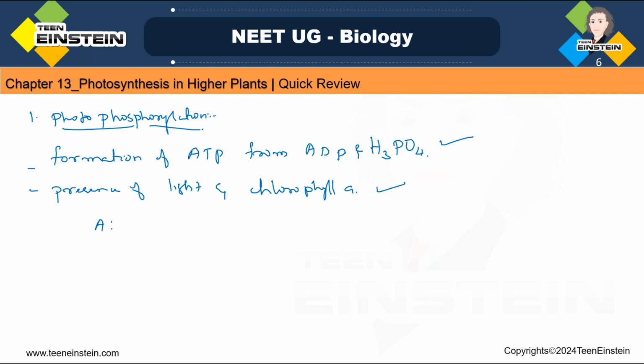So we'll write it as ADP plus H3PO4 in the presence of light and chlorophyll A forms ATP. Okay, this reaction you should also remember, because they'll give a reaction and ask which step of photosynthesis it indicates, then give options. Like that you can also expect a question. One time this question came. So ATP is getting formed like this.